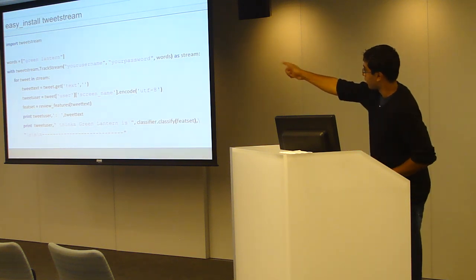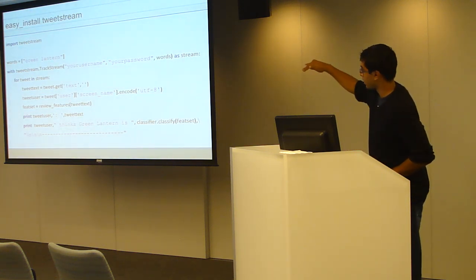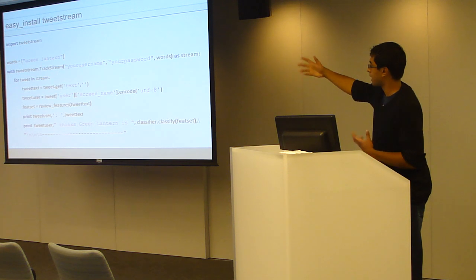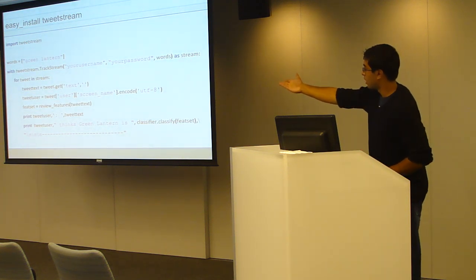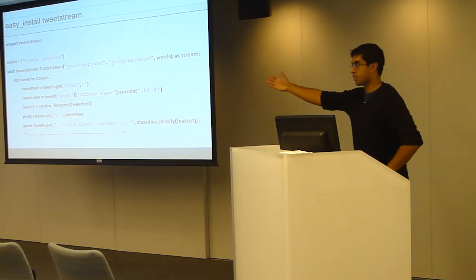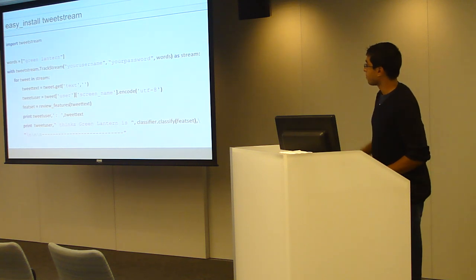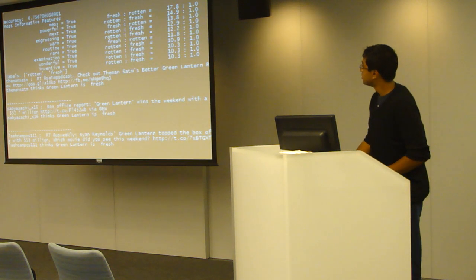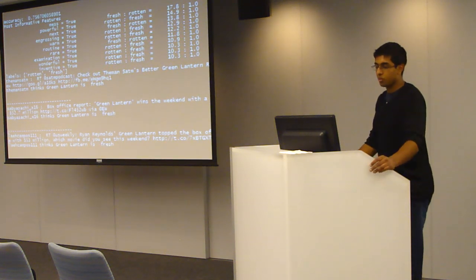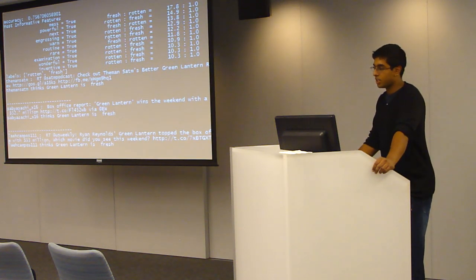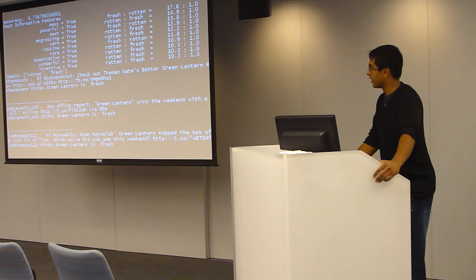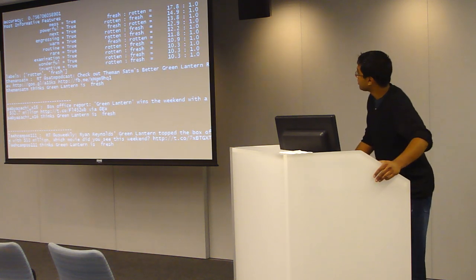For each tweet that's coming through the stream, you're going to get the actual screen name, you're going to get what the actual text is, and you're going to pass it through the feature extractor, just as you did using the training data. And in the end, it'll spit out whether that review was rotten or fresh. It's pretty interesting to see it as it comes through live data, what these reviews are.